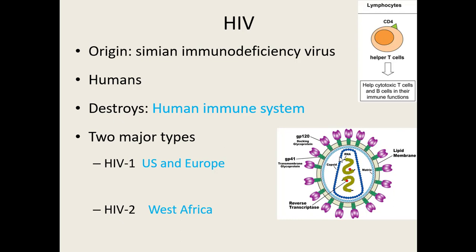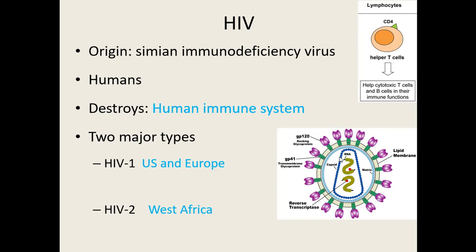So right now the resounding theory is that it came from the simian immunodeficiency virus. Now, simian means monkey. So monkeys have their own strain of immunodeficiency virus. And for some reason, that virus changed just a little bit. And again, RNA viruses are known for doing that. So it changed just enough that the virus can now infect humans.